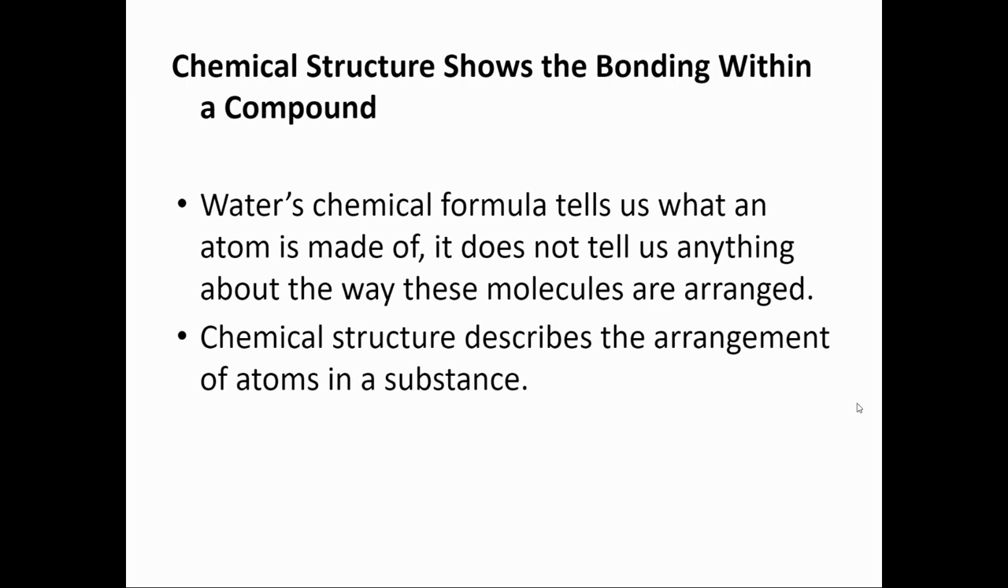Chemical structure shows the bonding within a compound. Water's chemical formula tells us what it is made of, but it does not tell us anything about the way these molecules are arranged. Chemical structure describes the arrangement of the atoms in a substance. This is what we're talking about, the bond angles. We're really not going to get into this in this particular course. You do some in chemistry, but when you get to organic and inorganic chemistry, you really start focusing on bond angles, because the bond angles are going to tell you what type of structure it's going to make and how it likes to bond. It can get complicated. It's not all complicated, but it can be.